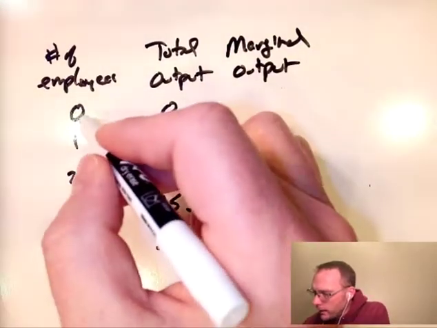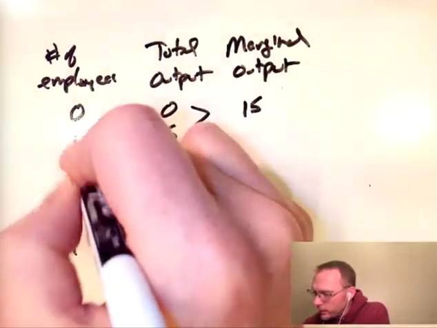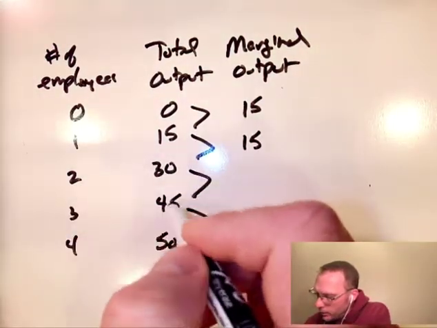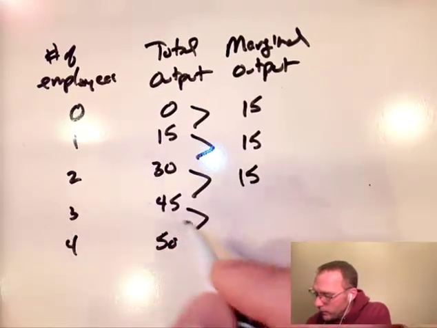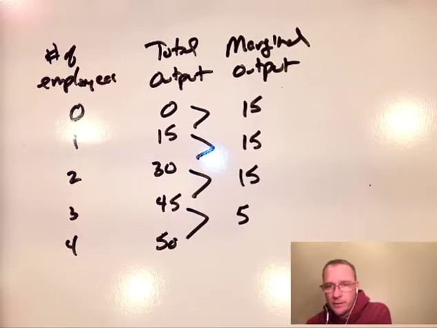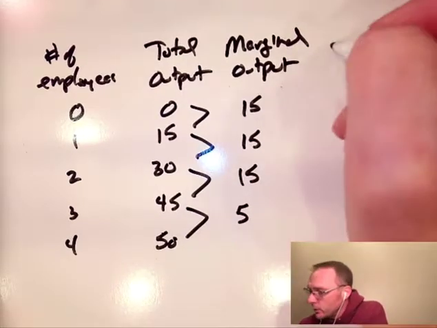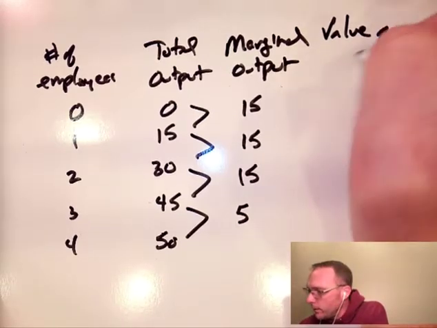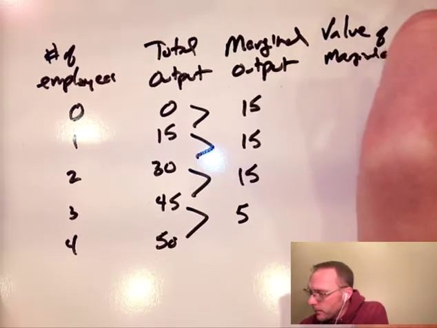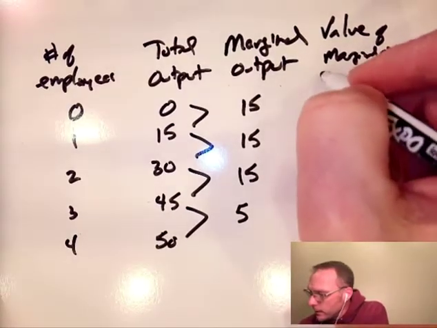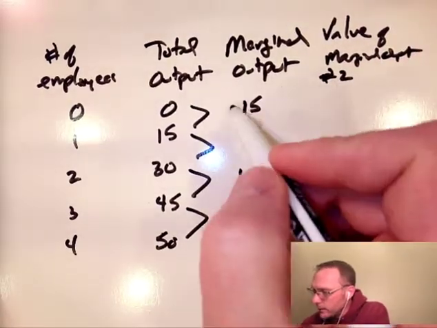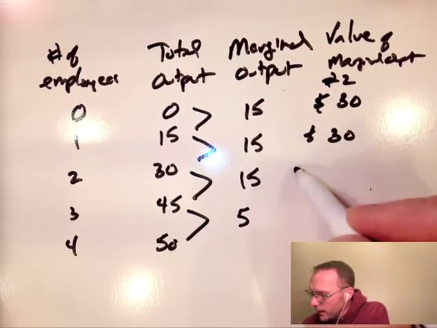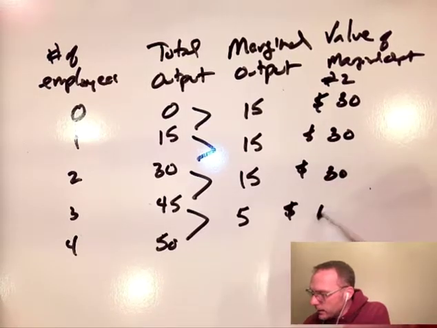When I do that, my first worker is bringing in 15 units. My second worker is bringing in 15 units. My third worker is bringing in, oh boy, 15 units. My fourth worker is bringing in 5 units. Now, if each one of those units is worth, let's say, $2, this is my product, this is how much it's worth. So now this is worth $30, this is worth $30, this guy's worth $30, and this guy's worth $10.